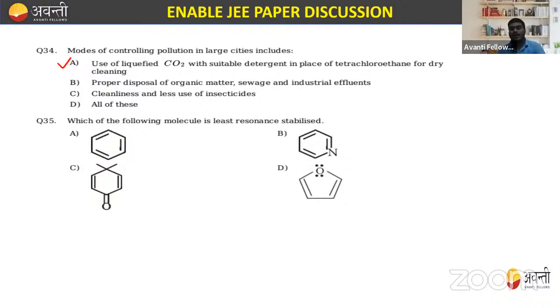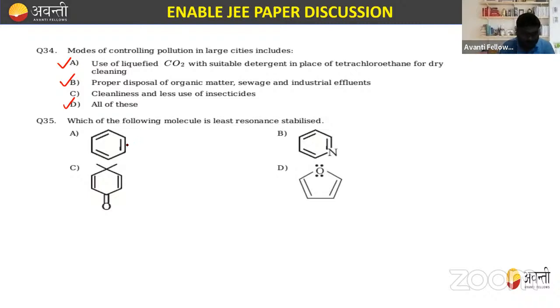Next, proper disposal of organic matter, sewage and industrial effluent. Yes, this is also correct. This also helps us in reducing pollution. Next, cleanliness and less use of insecticides. Yes, because insecticides are also very much responsible for pollution in the last city. So option C is also correct. So option D, all of these statements are correct. I guess most of you marked option D. So it's an easy question. The correct option is all of these.